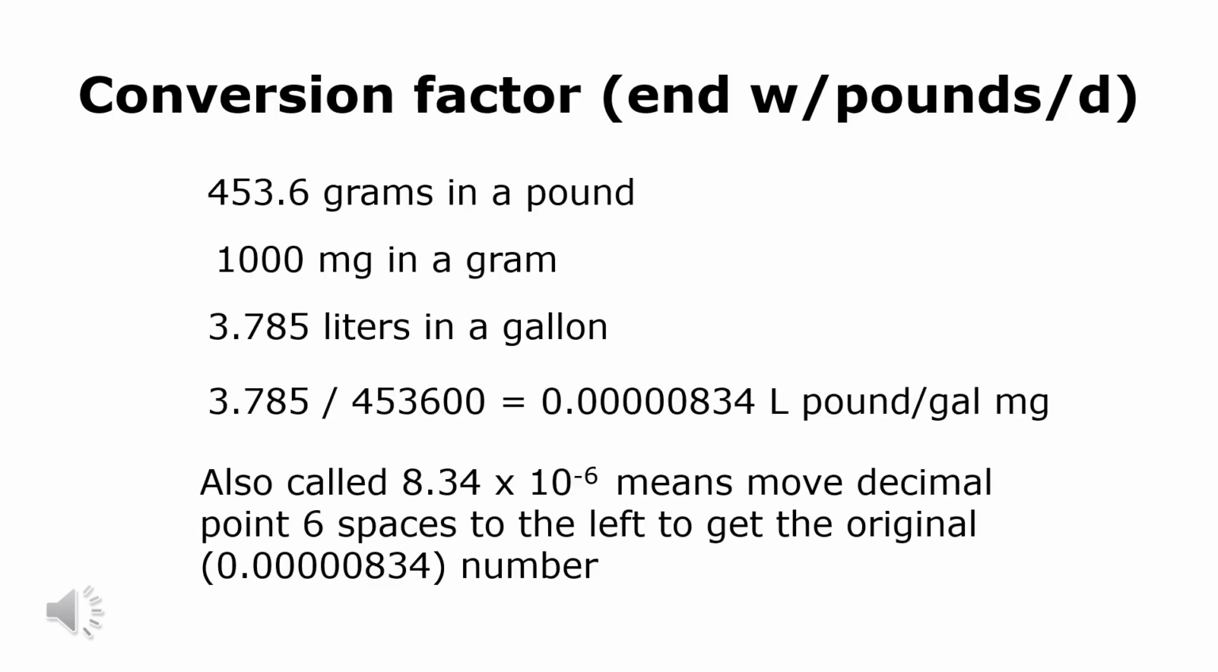We need a useful conversion factor to make the switch from concentrations to mass loadings. Here it is. There are 453.6 grams in 1 pound. It takes 1,000 milligrams to make 1 gram, and there are 3.785 liters in a gallon. To get the conversion factor, divide 3.785 by 453,600. The resulting number is very small, but it is not 0. The units associated with the factor is the key.